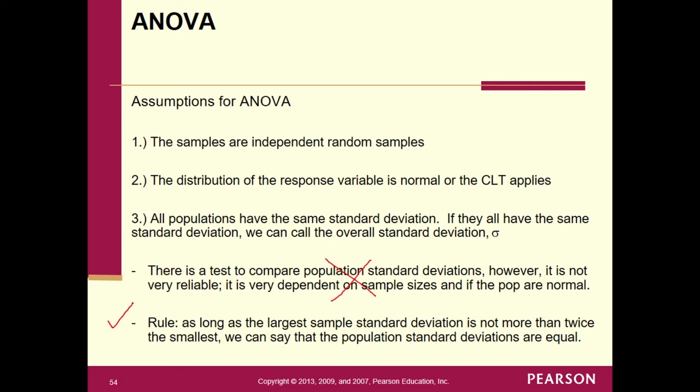Okay, what we're going to do, we're going to use a rule of thumb. So here's the rule. As long as the largest sample standard deviation is not more than twice the smallest, we can say that the population standard deviations are close enough to being equal at that point. So we don't want large deviations within the sample standard deviations.